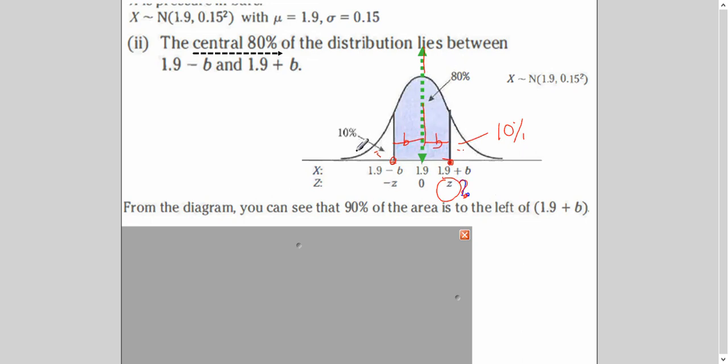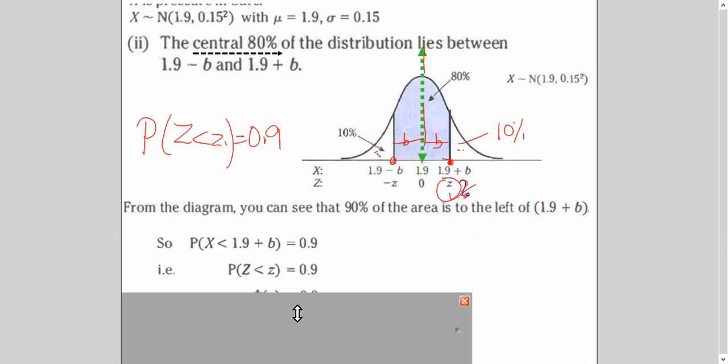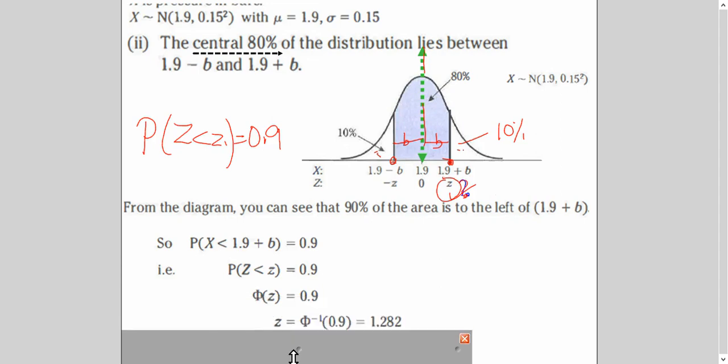80 plus 10 is 90. So if I read the table and I say this value of z, let me call it z1, is equal to 0.9, meaning 90%, I can easily get this value of z, right? Because the left hand side area of this z value is 90%. So 90 probability I will read from the table, right? This is exactly what is written here. You have to find out this z value. How do you read it?